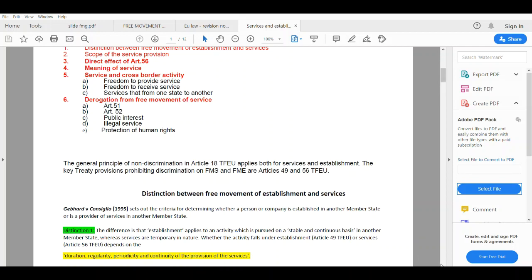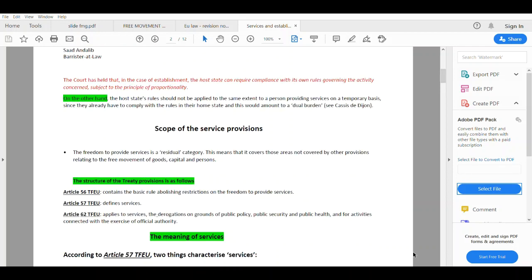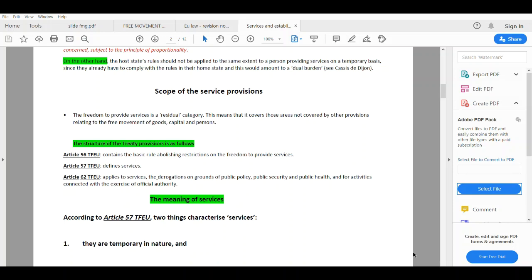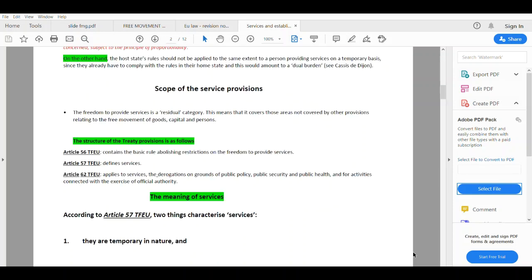Now we will move on to the next point. The heading is the scope of the service. If we look at the scope of the service provisions, we will find that the structure of the treaty provision is that Article 56 TFEU contains the basic rule abolishing the restriction on the freedom to provide services. Article 57 defines service and 62 provides the treaty derogations.